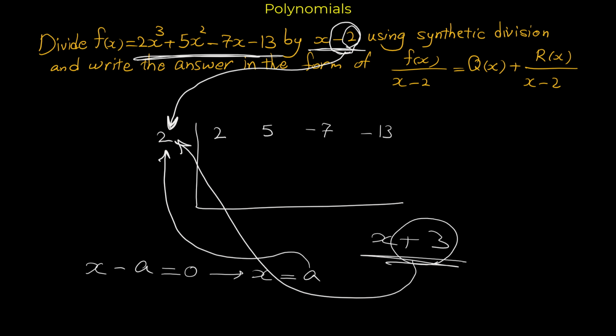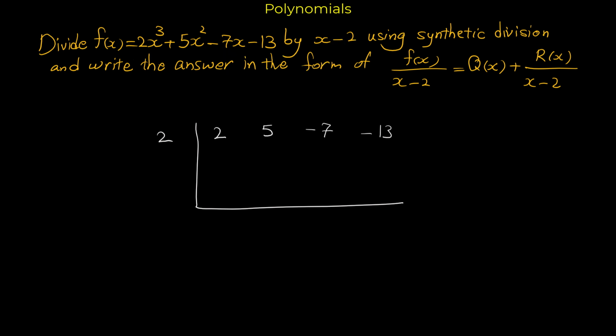-3. Opposite sign of this number always goes here. Now that we wrote the first step of synthetic division, we wrote the coefficients of the dividend, and we put the number of the divisor in the proper places. Let's start the synthetic division process.